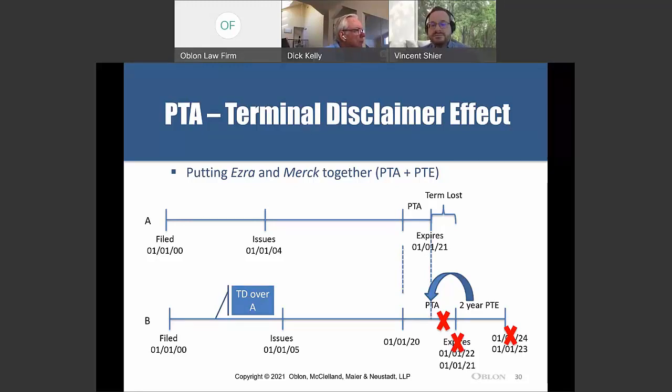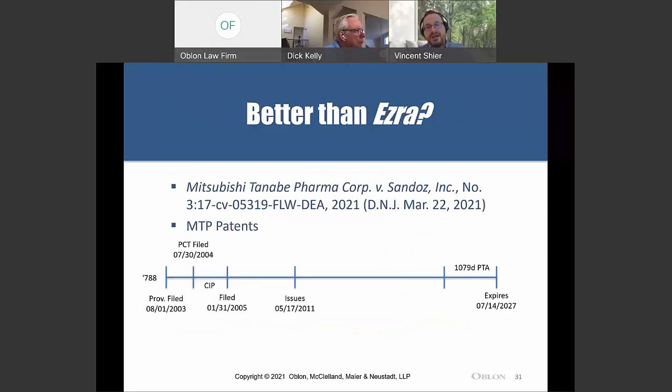But can we do better than Ezra? And the answer, I think, is yes. I think we can. And I think we saw that earlier this year in Mitsubishi Tanabe v.